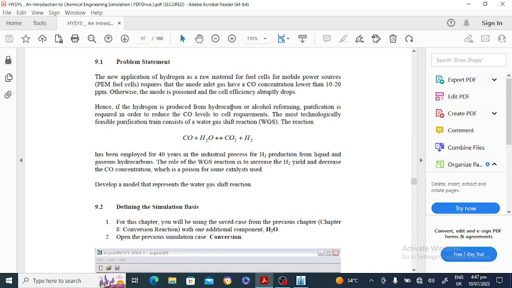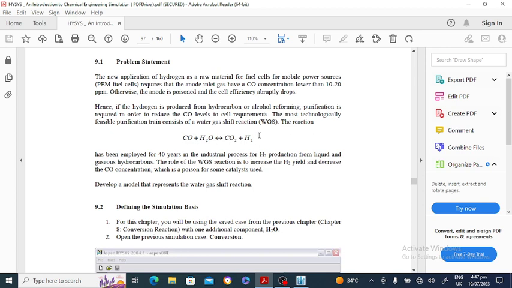So if hydrogen is produced from hydrocarbon or alcohol, purification is required in order to reduce the CO level to the cell requirement. The most technologically feasible purification train consists of the water gas shift reaction. This reaction has been used in industry for about 40 years for the production of hydrogen from gaseous hydrocarbons, and carbon dioxide. The role of the water gas shift reaction is to increase the hydrogen yield and decrease the concentration of carbon monoxide, because carbon monoxide poisons some of the catalysts used in various reactions. So this is the water gas shift reaction.